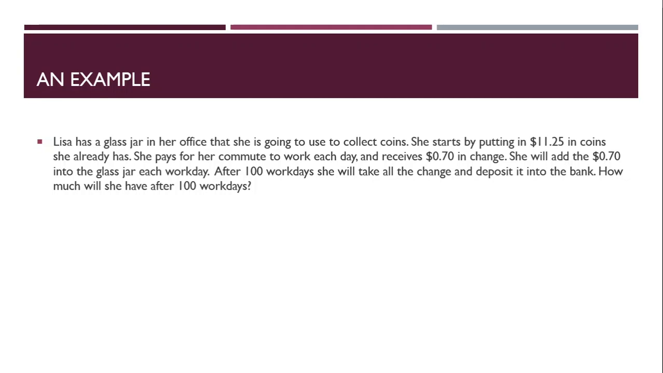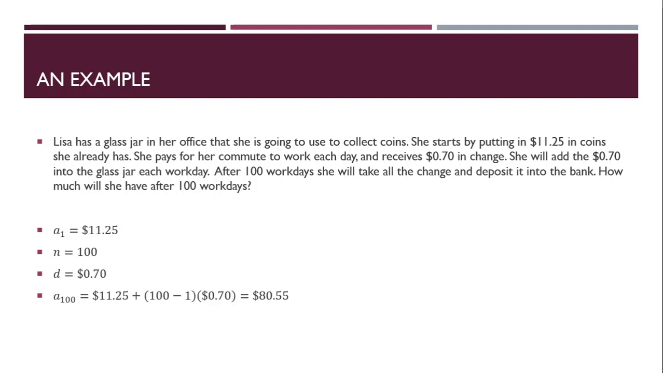So the first thing we need to find is our initial amount. And we need to find our N, so how many days. And then we also need to find our common difference. Okay, let's look at all these. So our initial amount is $11.25. That's how much she has in her pocket on day one. Our N is 100, because we're looking at after 100 work days, we're starting on day one. And our common difference is the 70 cents that she's going to put in there every day when she comes into work.